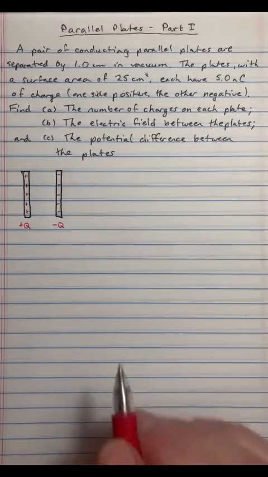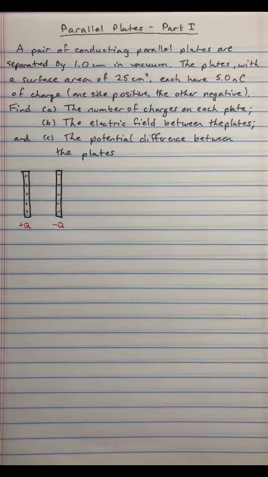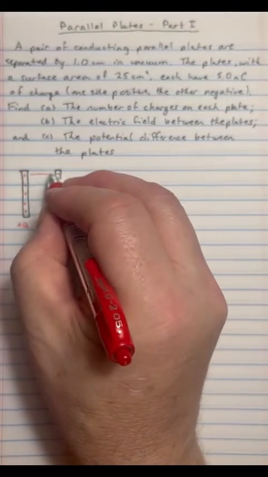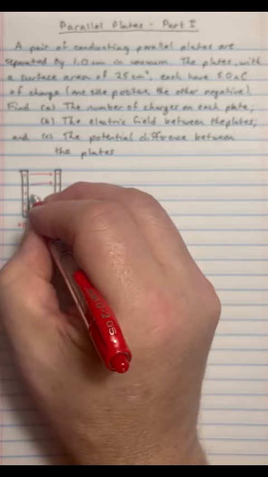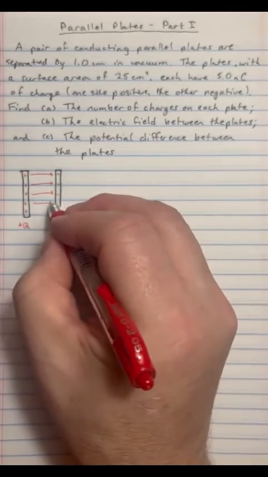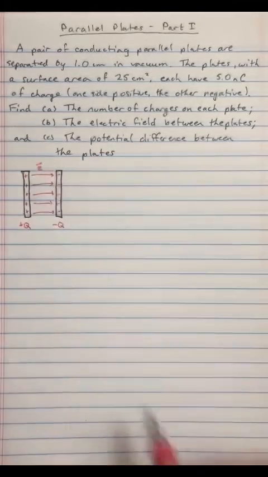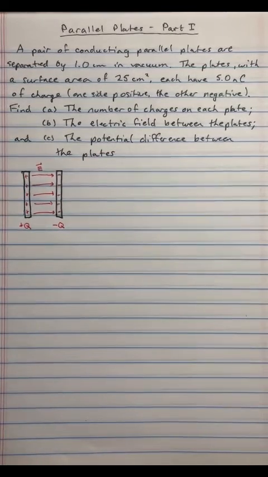Now, just to say it, the rules that you've learned for drawing electric fields are this: field lines may not cross each other. Field lines must always go from positive to negative. So what that means is, between the plates, the field lines essentially are parallel and look something like this. So you'll have an electric field between the plates like that. And that's what we want to find today.